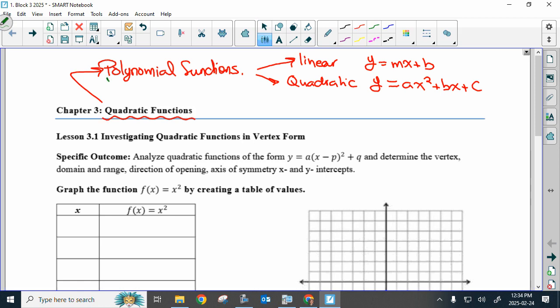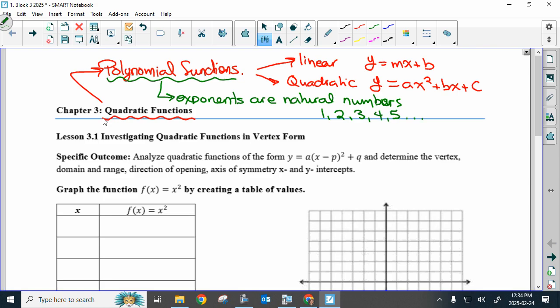When you think of a polynomial function, I need you to think exponents are natural numbers. So when you're thinking about the exponents, you're thinking like, okay, well, what are your natural numbers? 1, 2, 3, 4, 5, and they go on. So when you're part of the polynomial function family, linear functions are a part of that. The exponent on the variable x for a linear function is actually a 1. So it's a natural number 1. If there's nothing there, it's assumed to be 1.